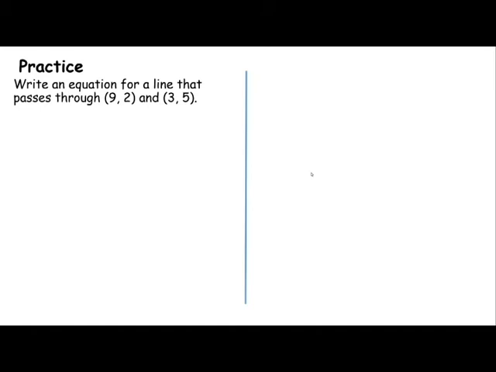We're writing an equation for a line that passes through 9, 2, and 3, 5. I am going to do this one just a little bit faster because you should have done this on your own. We need to find our slope, so I plug in my values. 5 minus 2, 3 minus 9 gives me a slope of 3 over -6, which is a slope of -1/2. I have a slope of -1/2.